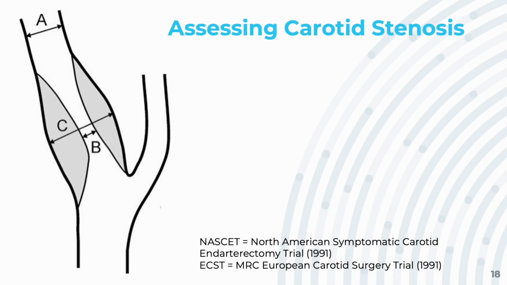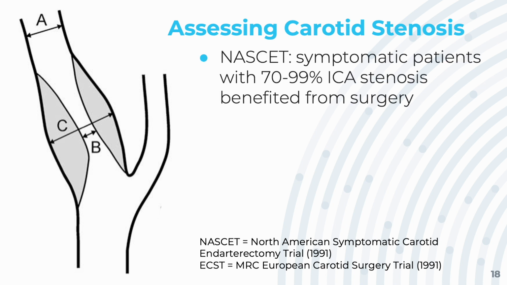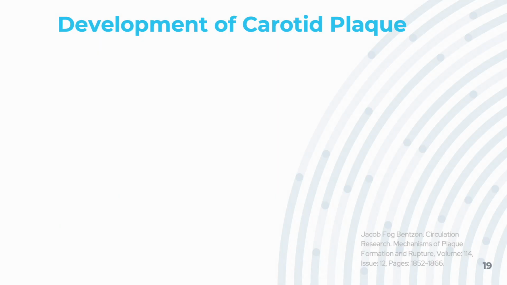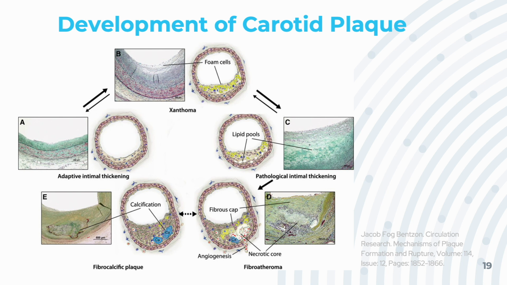So we know from multiple stroke trials that patients who have symptomatic strokes benefited from carotid intervention if they had a high-grade stenosis, specifically 70 to 99% stenosis. I now want to take you through how a carotid plaque develops. And we're going to use this figure, which looks like the life cycle of a carotid plaque. And it's taken from a pentachrome stain of tissue histology of a carotid artery.